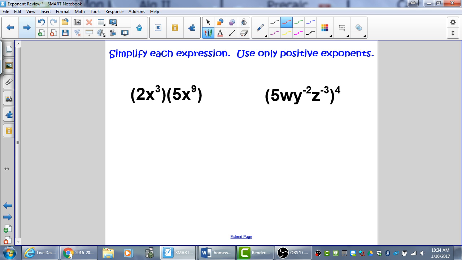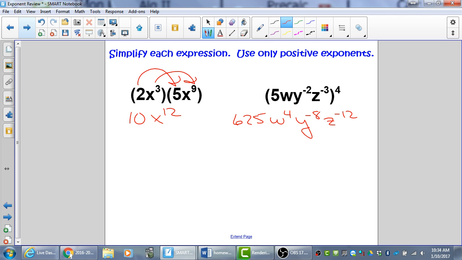Simplify. Use only positive exponents. Multiply 10. 3 plus 9, 12. There we go, 10x to the 12th. When you multiply, you add the exponents. This one, 5 to the 4th is 625. I don't have that one memorized. 625, w to the 4th, y to the negative 8th, z to the negative 12th.